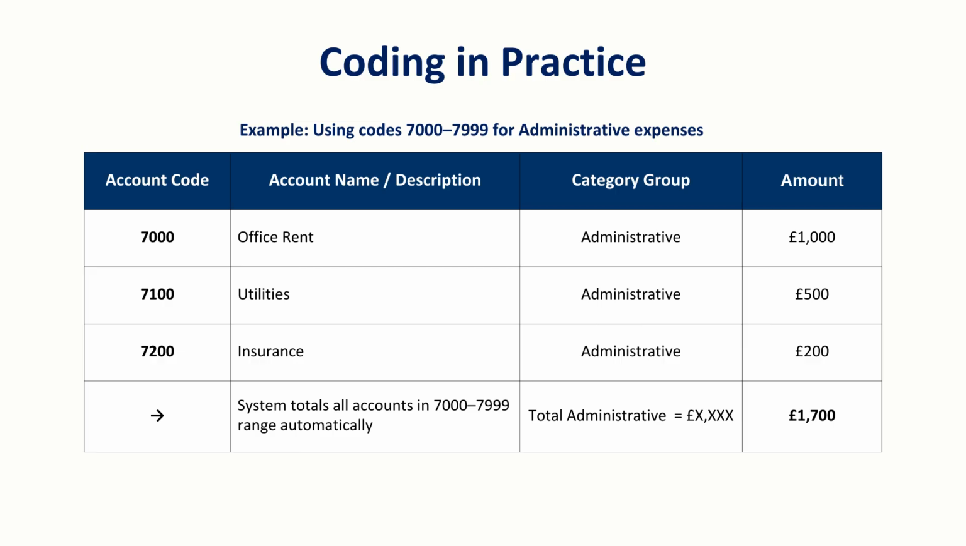There's no legal rule saying your bank account must be 1,000 or your capital must be 3,000. These are just conventions, agreed upon structures that make it easier for accountants across businesses to read ledgers. A company might decide to start its sales at 4,000, while another might use 100 for the same purpose, and that's fine, as long as it's consistent throughout that system.